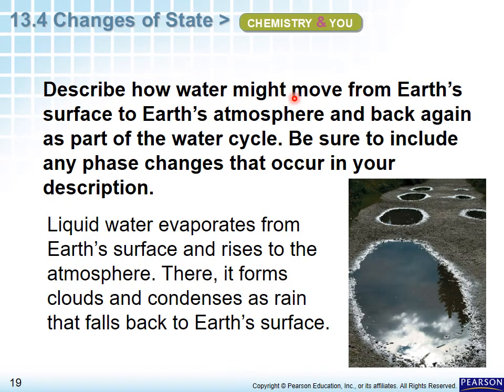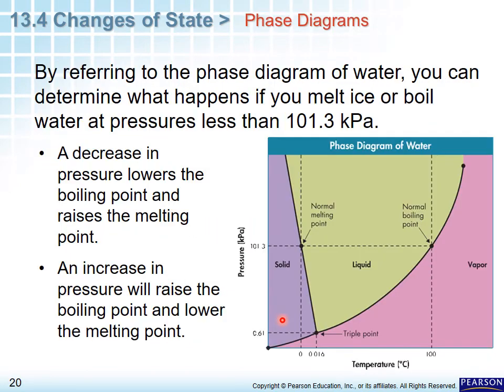Describe how water might move from Earth's surface to the Earth's atmosphere and back again as part of the water cycle. Be sure to include any phase change that occurs in your description. Liquid water evaporates from Earth's surface and rises to the atmosphere. There it forms clouds and condenses as rain that falls back to the Earth's surface. That's why the water cycle is going on.